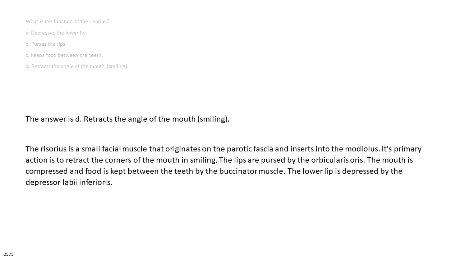The risorius is a small facial muscle that originates on the parotid fascia and inserts into the modiolus. Its primary action is to retract the corners of the mouth in smiling. The lips are pursed by the orbicularis oris. The mouth is compressed and food is kept between the teeth by the buccinator muscle. The lower lip is depressed by the depressor labii inferioris.